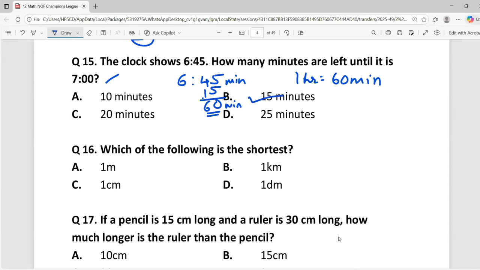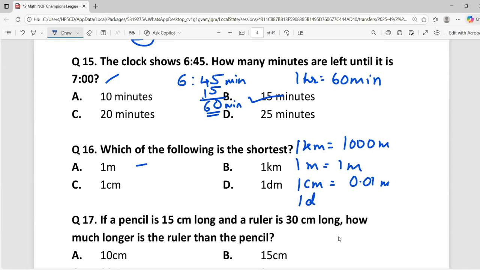Next one. Which of the following is the shortest? For this, we need to know the measurement. So 1 kilometer is equal to 1,000 meters. 1 meter is equal to 1 meter only. Then 1 centimeter is equal to 0.01 meter and 1 dm is equal to 0.1 meter. We have to make everything in the same unit, 1 meter, so that we can compare it.